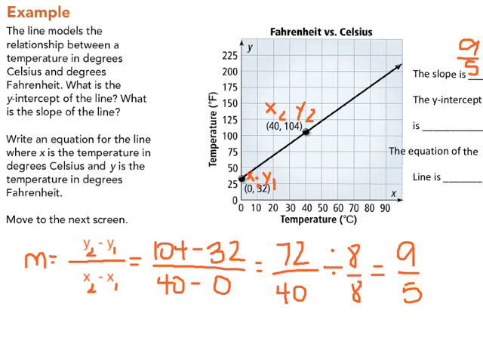My y-intercept is where the line crosses the y-axis. It's right here, and they are nice enough to tell us that that is the y value of 32. So I don't have to do any work for that one. The y-intercept is 32. So the equation of the line is y equals 9/5 is my slope, x, don't ever forget to put the x there, plus my y-intercept of 32. And that's the equation of that line.